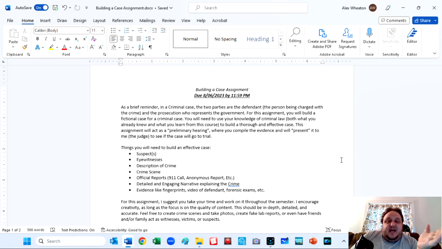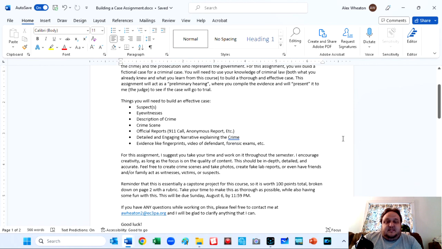This assignment will act as a preliminary hearing where you compile the evidence and present it to me, the judge, to see if the case will go to trial. That is the mock trial part, where you are officially presenting your case to the judge to see if it'll actually go. So this is the setup part for that assignment, and then the mock trial is the application.